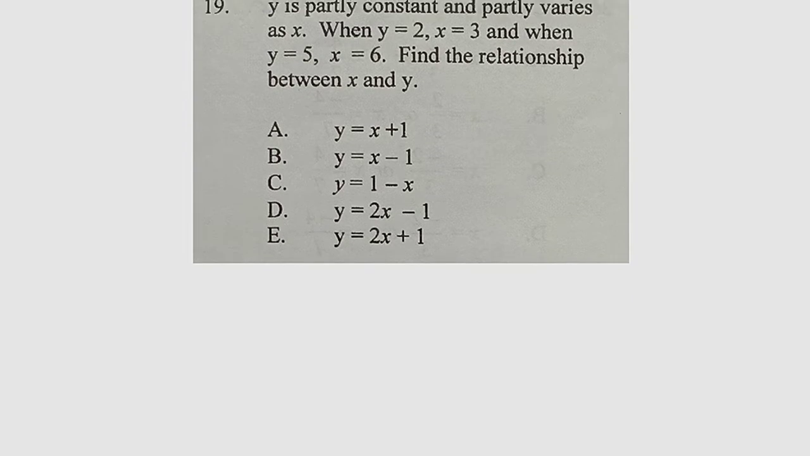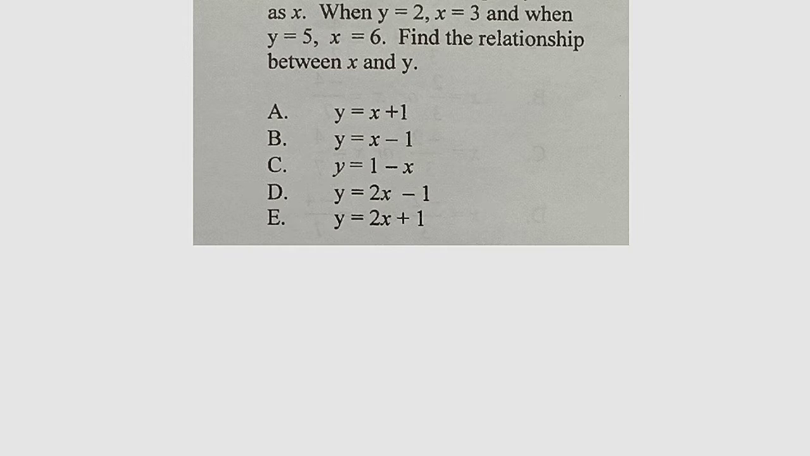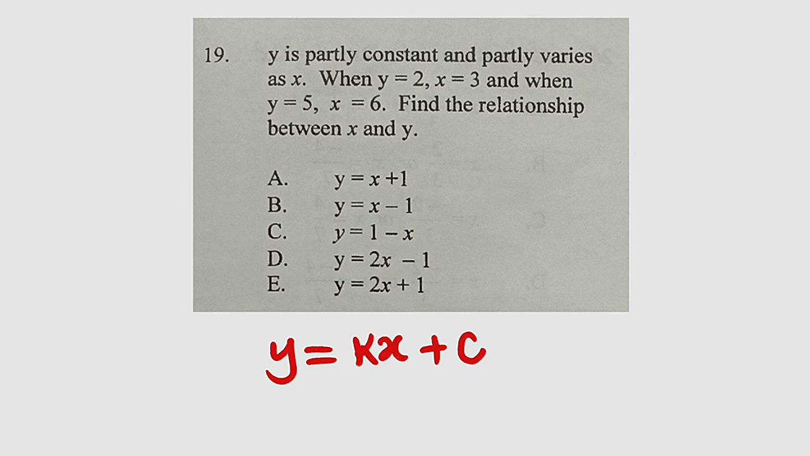Alright, the relationship between y and x in partial variation is y equal to a certain constant, k, multiplied by x, plus another constant, let us call it c. Now we are going to form a system of equations, solve for k and c, then we substitute them back. You can see that when y is equal to 2, x is equal to 3.